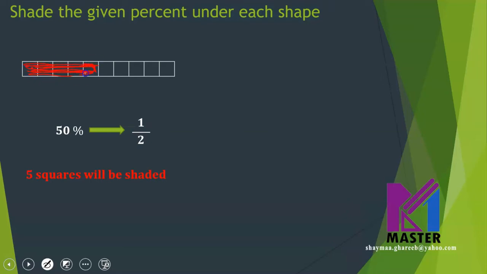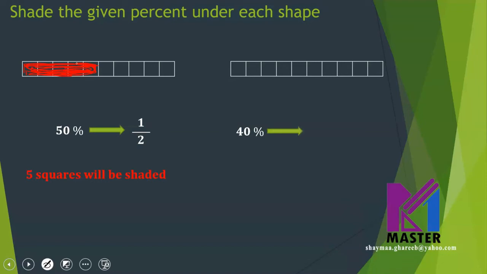All right, and when you shade, please use your pencil and make the parts fully shaded. Now let's see one more example. I want to shade 40%. So first I need to change this 40% into a fraction. What fraction is it? It is 40 over 100, right? So I can simplify it, let's divide by 10 up and down, so it will be 4/10 or 2/5.